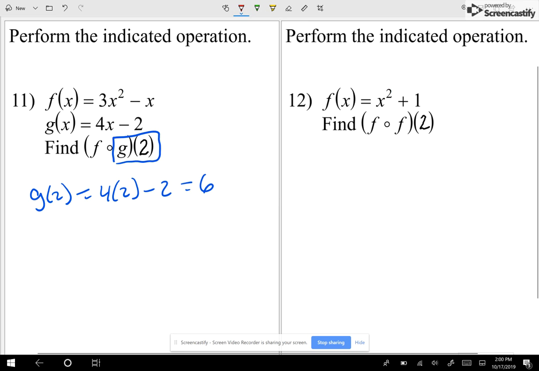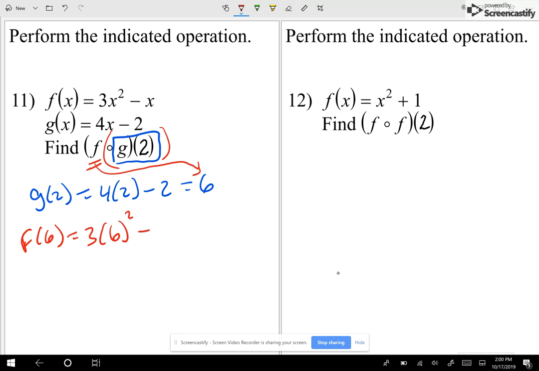Now I'm going to be looking at the outer operation, f, but in this case, I'm going to be doing f of this whole thing, so basically f of 6. F of 6 is equal to 3 times 6 squared minus 6. That is 3 times 36 minus 6, 108 minus 6. So I'm just going to call that 102.